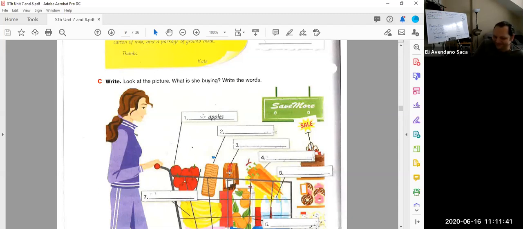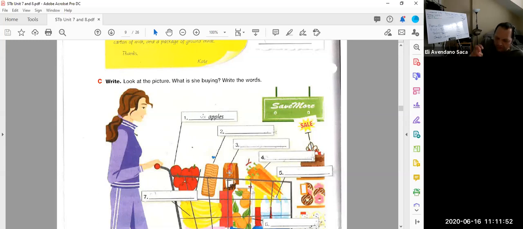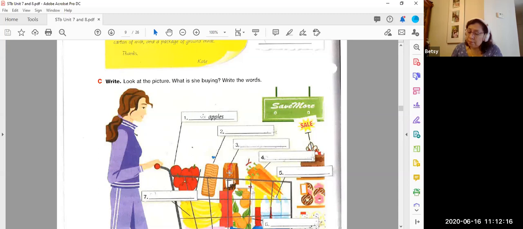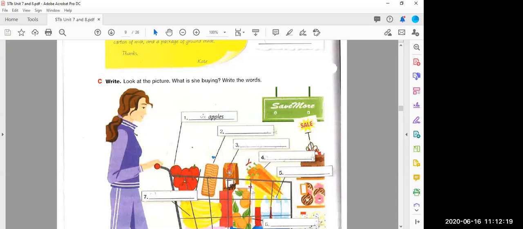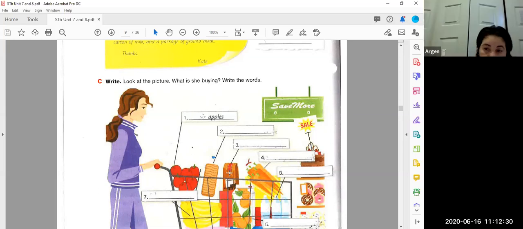Meat. A package. Okay? So coffee, sugar, bag. Meat, package. Like hot dogs, right? They come in a package. Ham, package. Meat, package. Water. A bottle. Okay. Cereal. Box. A box of cereal. Very good.